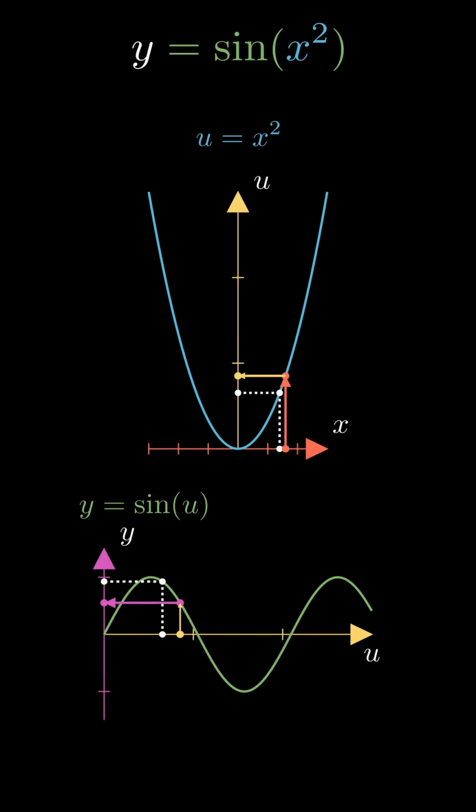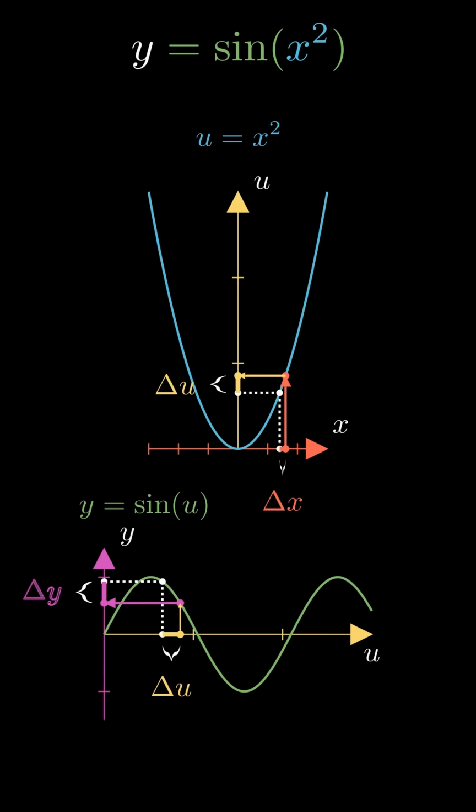Suppose the input changes slightly, delta x. Since u depends on x, it changes as well, delta u. That change in the output of the first function becomes the change in the input of the second function. The outer function receives this input and produces delta y.